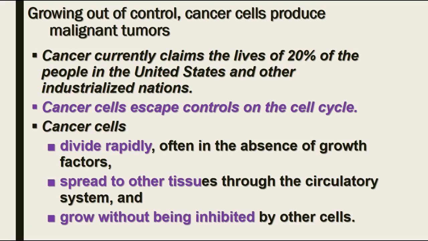The cancer cells, you know they're cancer cells when they divide rapidly, often when there's not even a growth factor present, when they spread to other tissues through the circulatory system, and when they grow without being inhibited by other cells. In other words, instead of forming that flat layer in that culture plate, they'll actually grow up in mounds, and that's what causes something called a tumor.